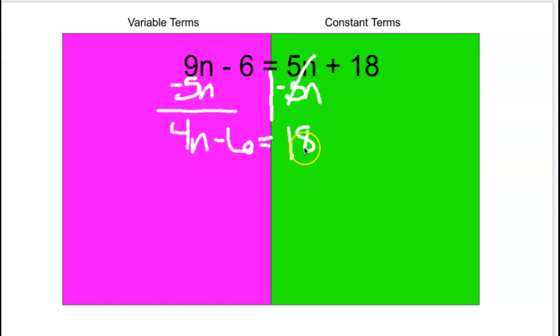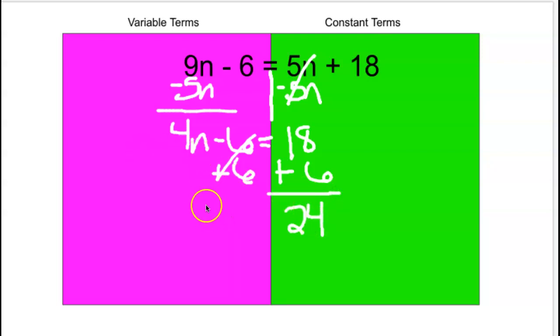Okay, so now I have constants on both sides, so I need to collect them on the right side. So in order to do that, I need to use the inverse operation on this one, which is plus 6. And then same thing on this side, plus 6, which is 24. And then I'm going to bring my 4n down. 4n equals, and now I just solve it.